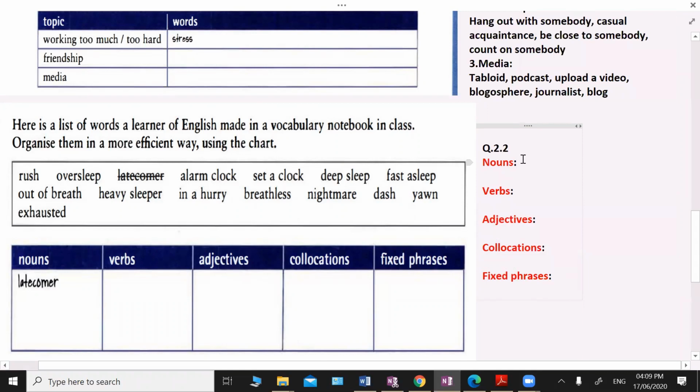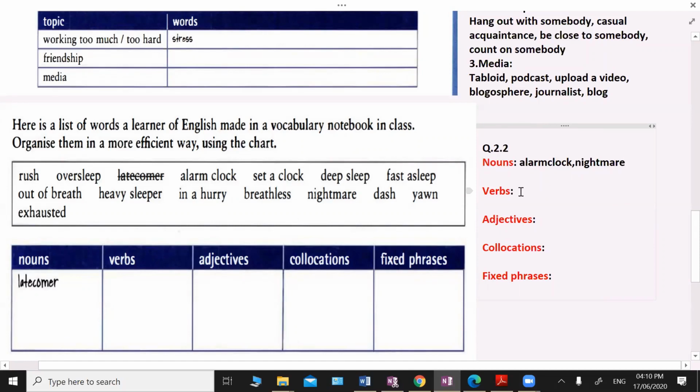Okay, we can start with the first word, there are two nouns. Can I have, for example, latecomer? The second one is alarm clock. Yes, alarm clock, it can be. One more. Nightmare, yeah, that's right. Someone says nightmare, yeah, that's right.